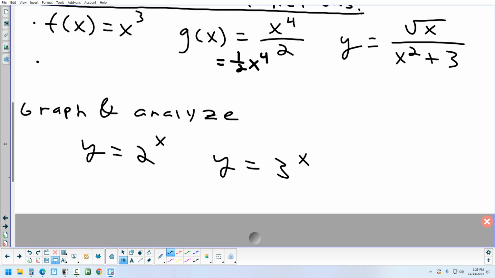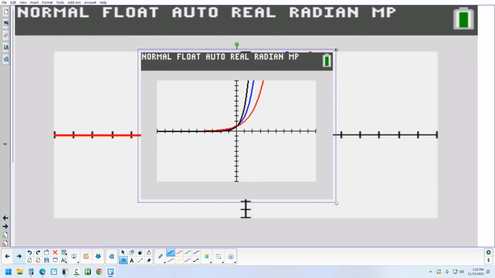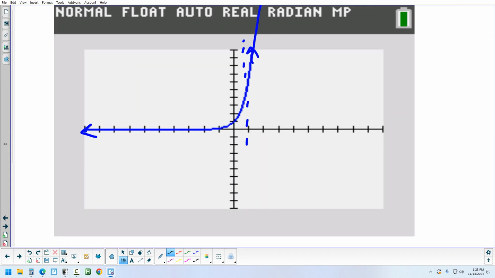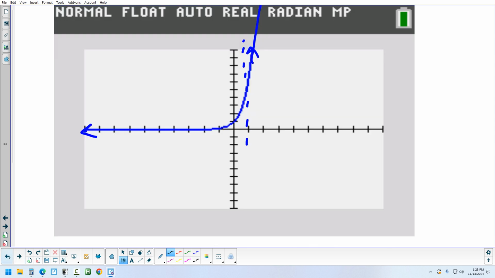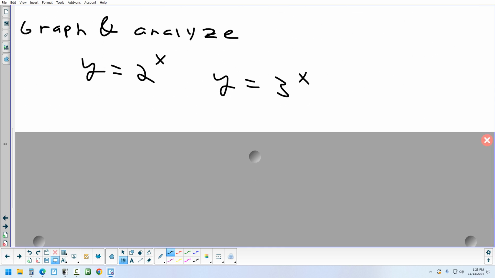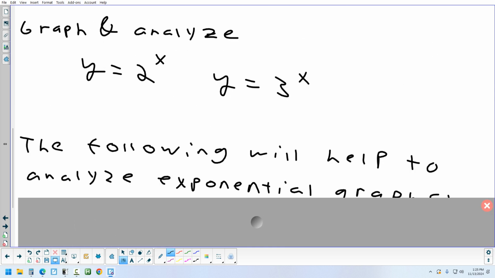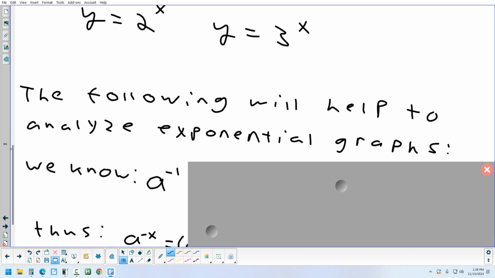All right. Now, one thing that can make looking at these kinds of functions a little hard is if you have a negative in the exponent. Okay? We don't want to have negatives in the exponent. So does anybody remember what a to the -1 power really means?